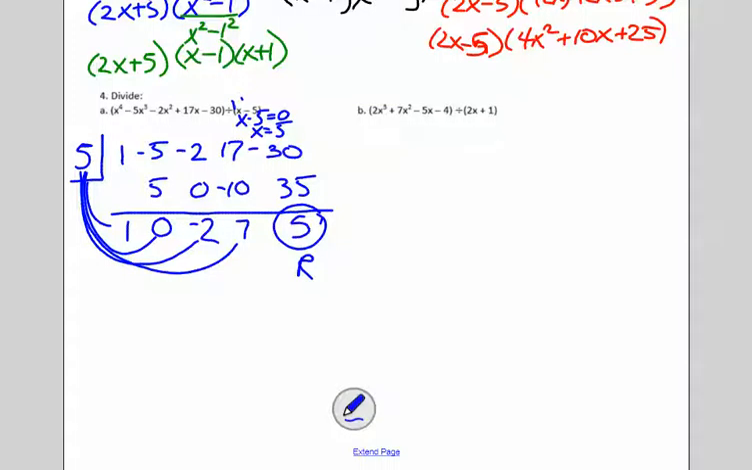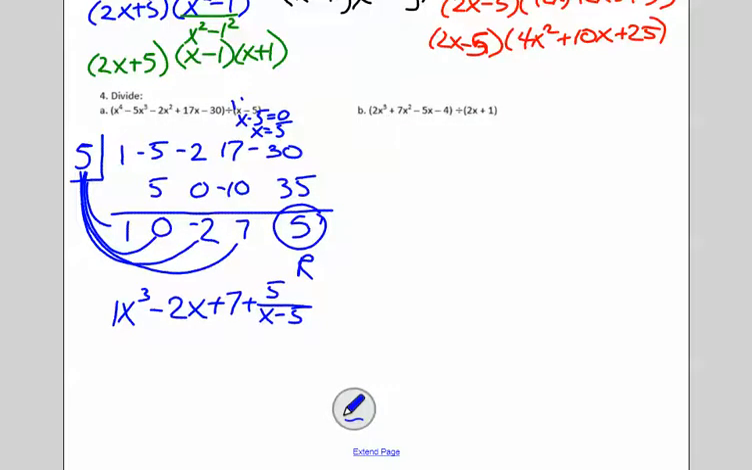If I start with x to the 4th and I divide by x to the 1, my first term is going to be 1x to the 3rd. Then I have no x squares. I have minus 2x plus 7, and I have a remainder of 5, which goes over the divisor, x minus 5.